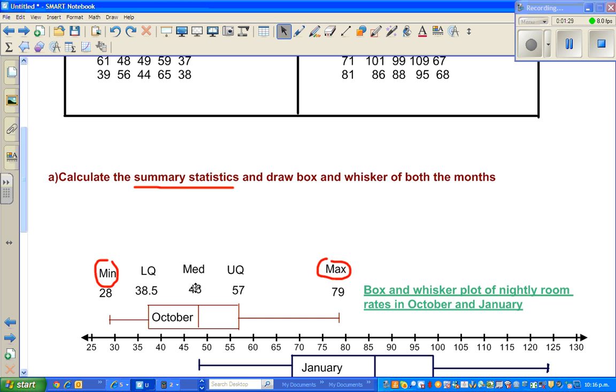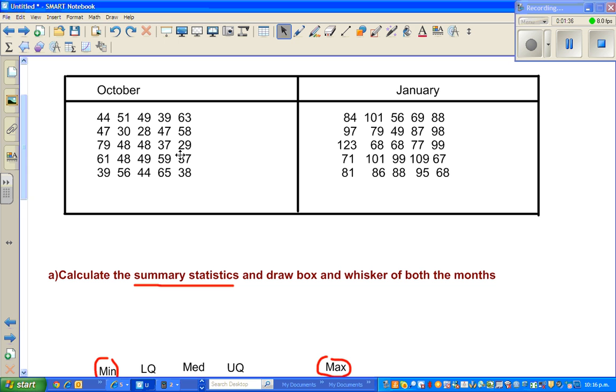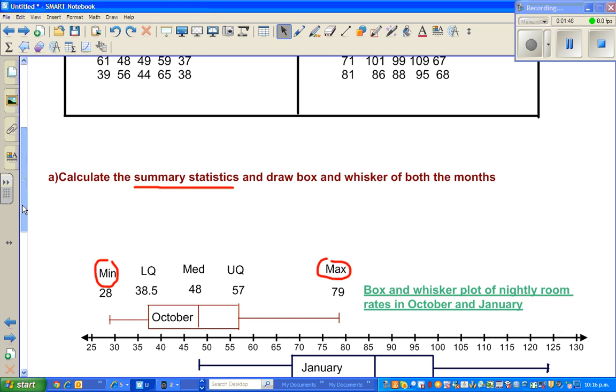Now median is in fact the middle of the given data. So here we have a data set of 25 values. If you order them from the lowest to the highest, you can understand the 13th value would be the middlemost value, which is considered to be the median. The lower quartile and upper quartile are also in a way median, but the only difference is the lower quartile is the median or the middle of the lower half. That is the middle of the values between the minimum and the median. And the upper quartile is the middle of the values between median and maximum.